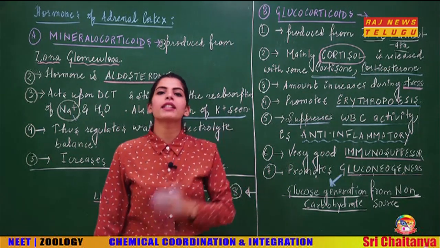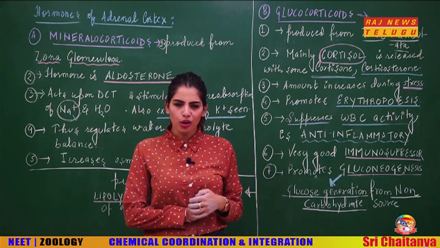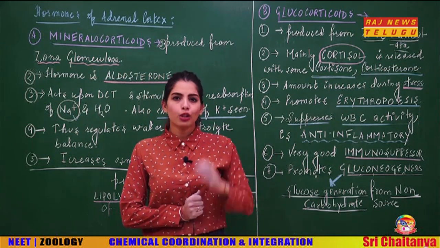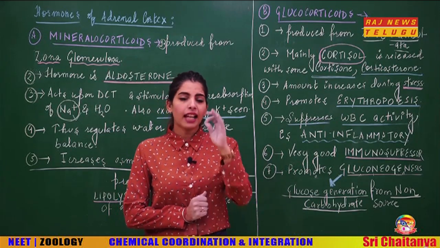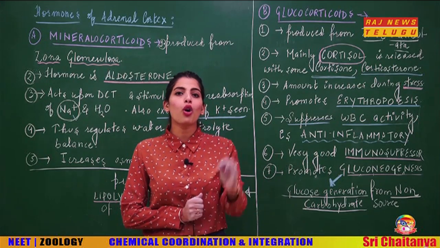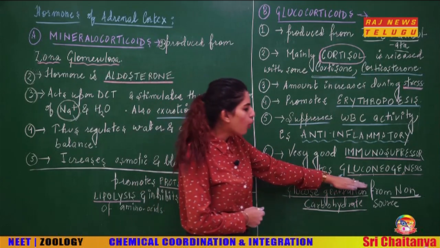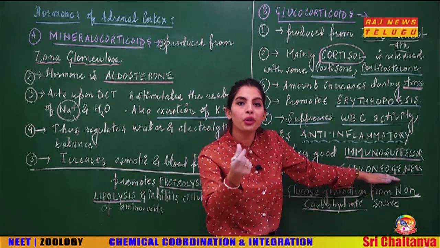Now students, relate it with the name. The name itself is saying glucocorticoids, so something related with glucose. But in NCERT, they have specifically mentioned the process through which you can increase the blood glucose level, and that process is called gluconeogenesis. Now, break this word. Gluco stands for glucose. Why do you say neo? New.